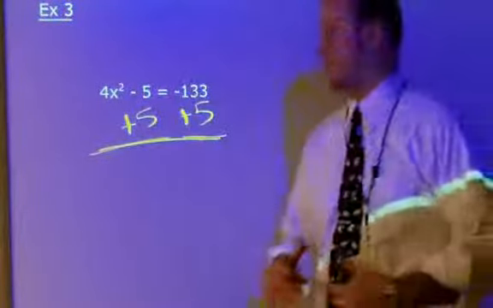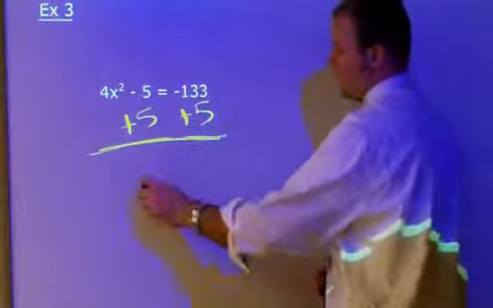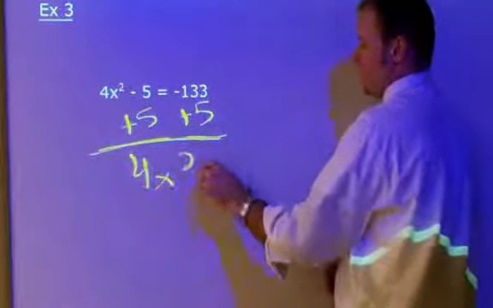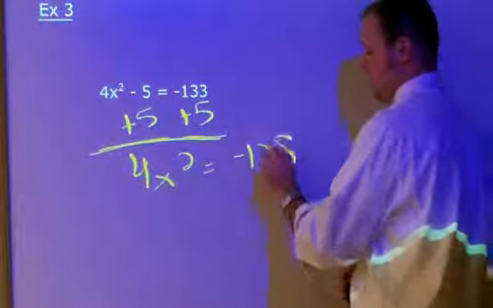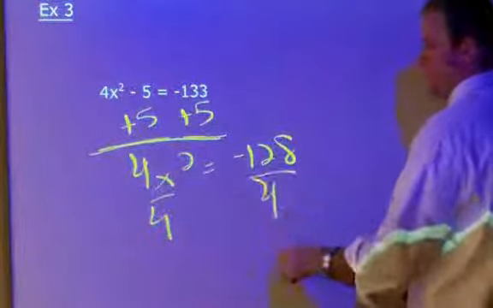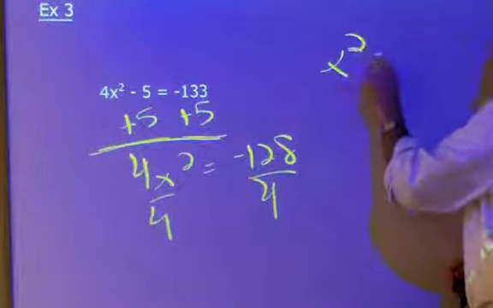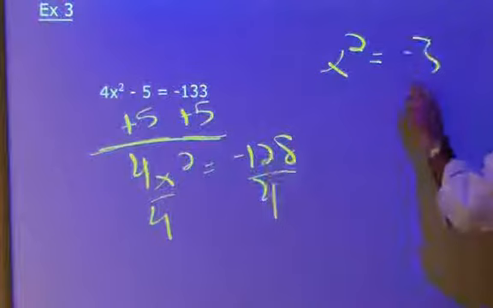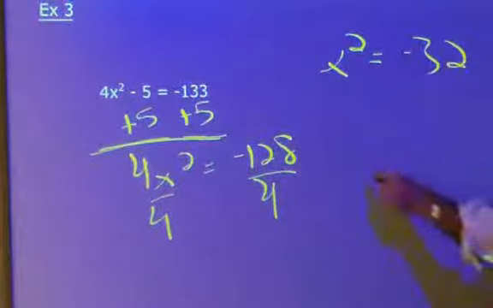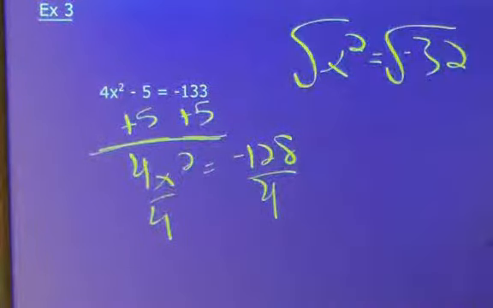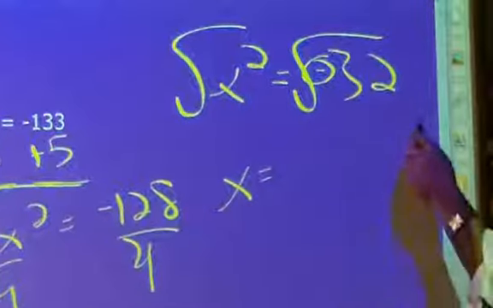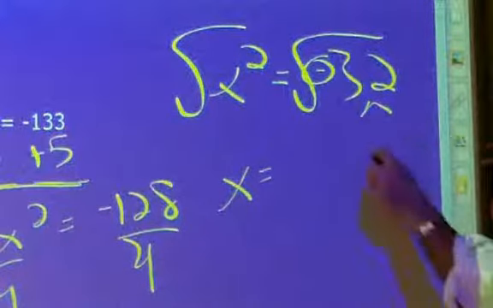Alright, so example 3, here we go. We're going to add the 5. So 4x squared equals negative 128, divided by 4. Okay, so x squared equals, I got negative 32. I'm going to take the square root. So x equals, we got to break this thing down. I know I'm going to have an i. So how are you going to break down 32?